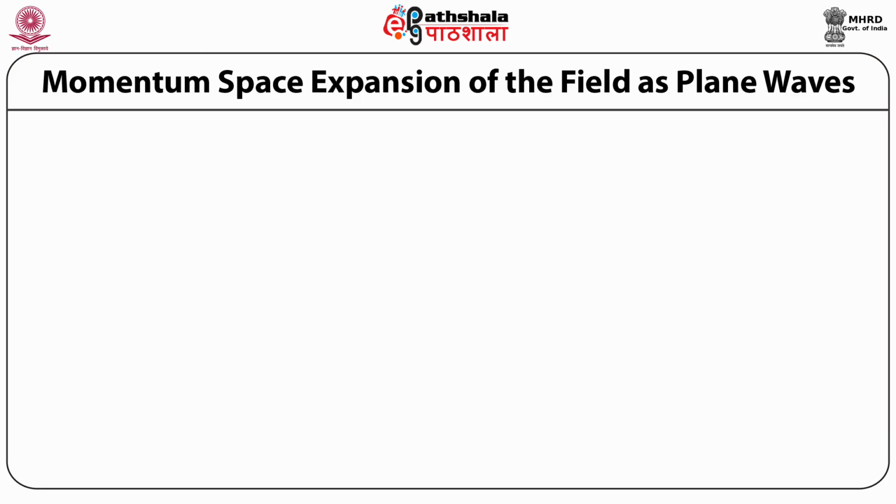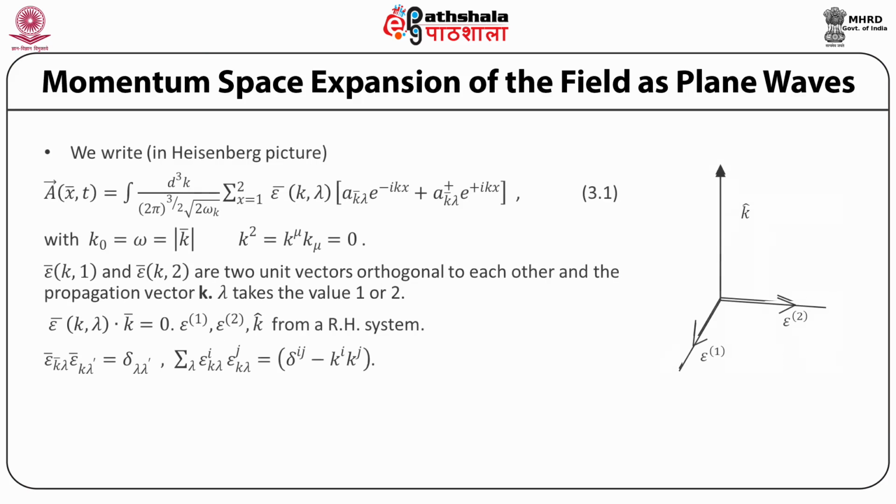Momentum space expansion of the field as plane waves. We write in the Heisenberg picture, where the operators are time dependent, A vector, which is a function of x vector and time, is equal to the integral of d cubed k over 2 pi cubed, times 1 over square root of 2 omega k, summation over lambda going from 1 to 2 of epsilon vector k lambda into a k lambda, the annihilation operator, into exponential minus ikx, plus a dagger k lambda into exponential plus ikx.